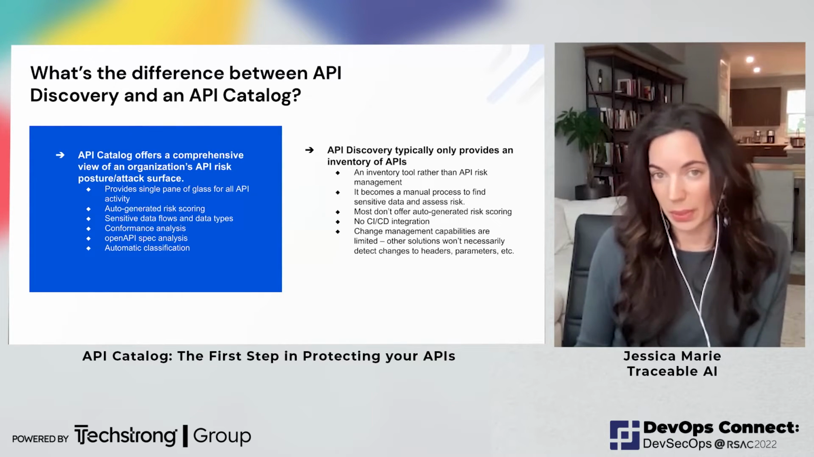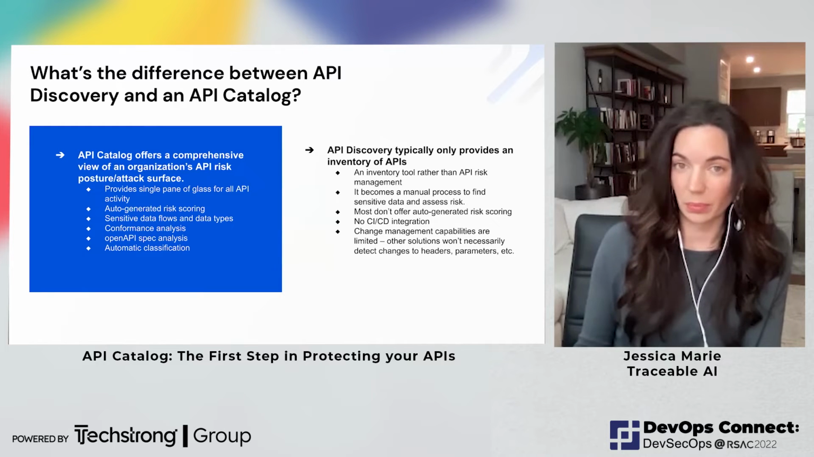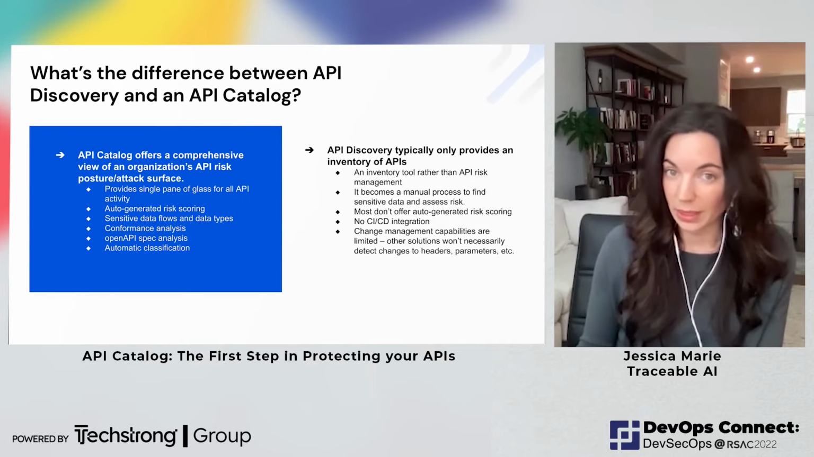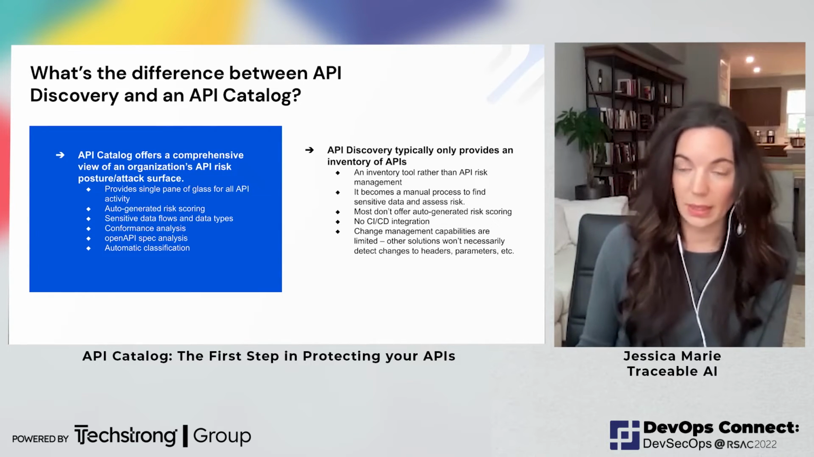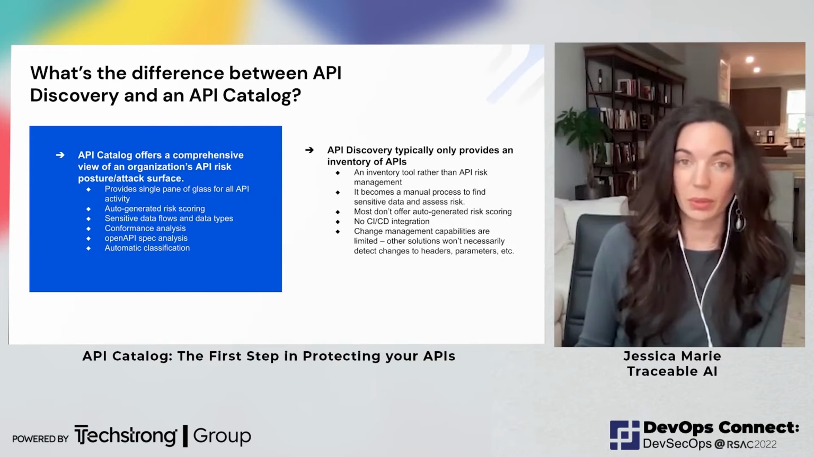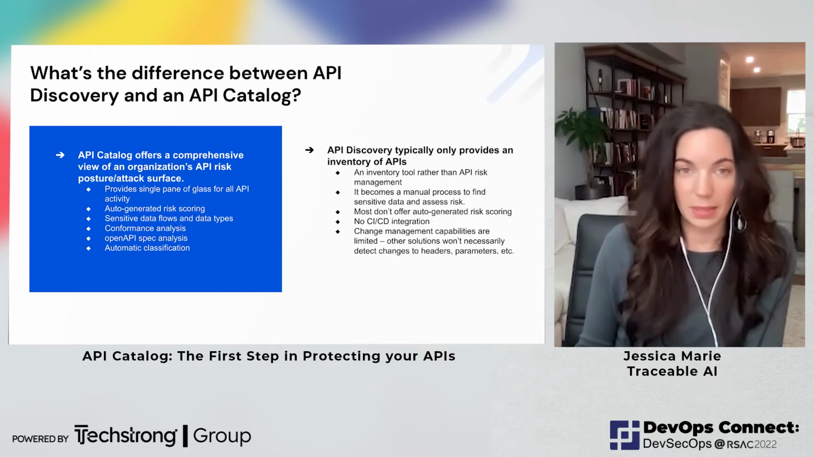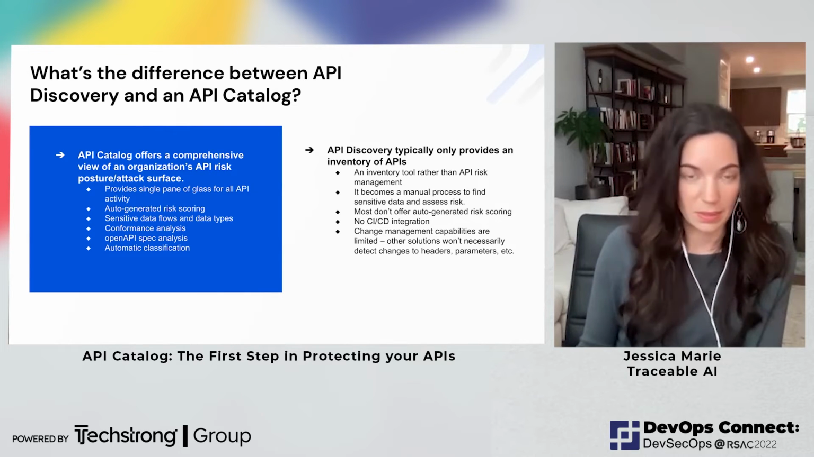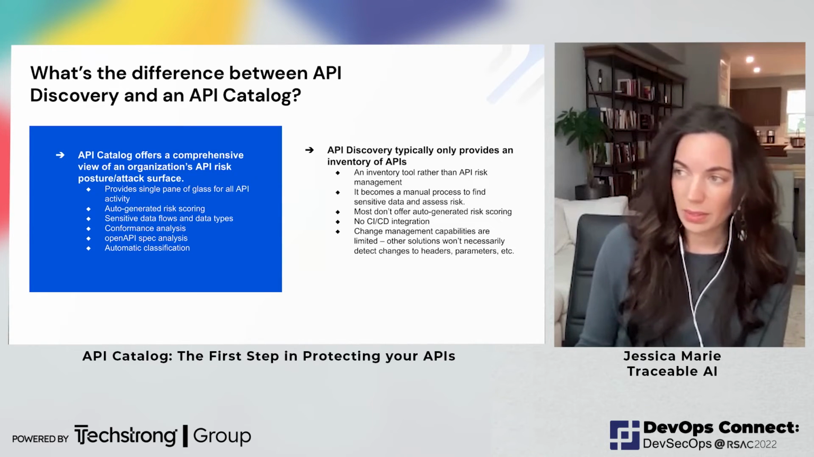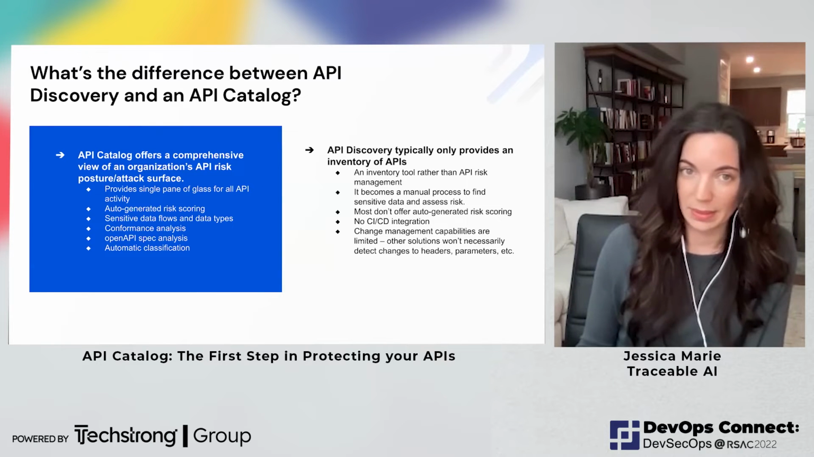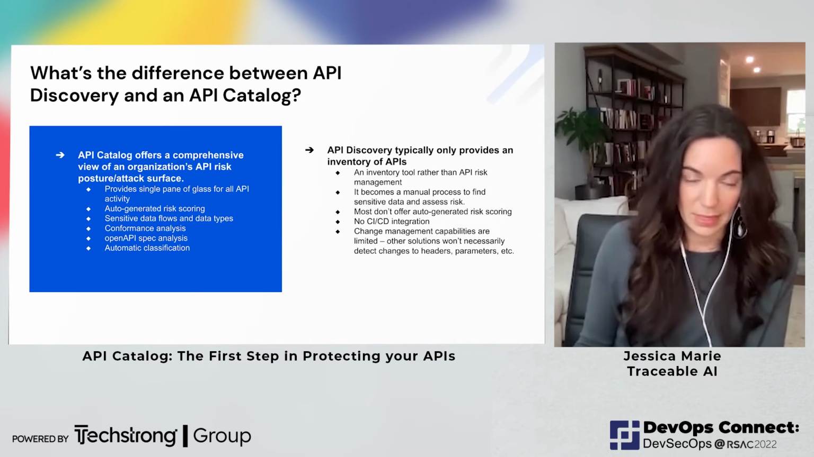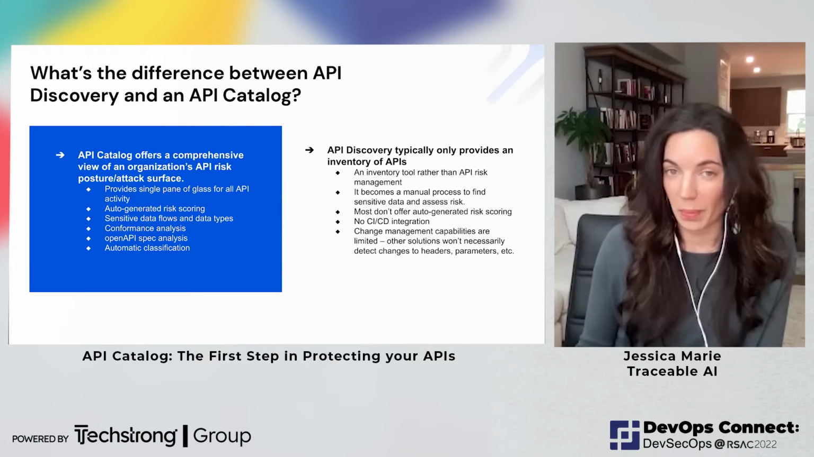And many of the capabilities beyond that might end up being really manual rather than automated, which security teams definitely don't need. So there are things like in an API catalog that's giving you that single pane of glass around your API activity. It's auto-generating risk scores, looking at sensitive data flows, conformance analysis, et cetera. I'll get into more of this in a second. But those capabilities usually are missing in API discovery solutions. And if they are included, as I said, they can end up being more manual.